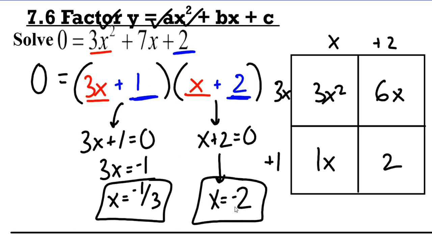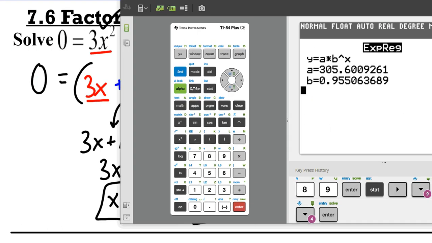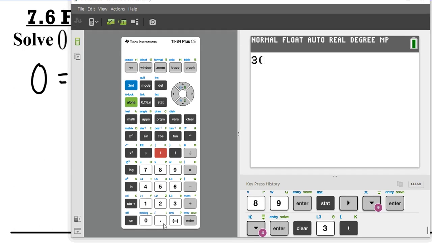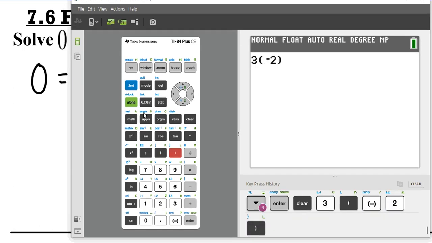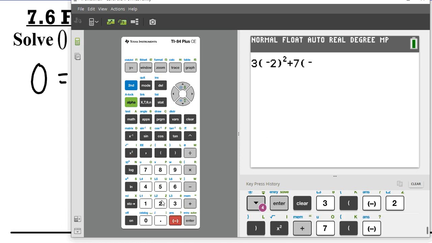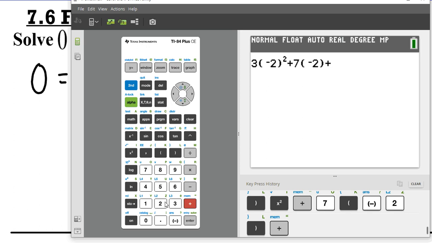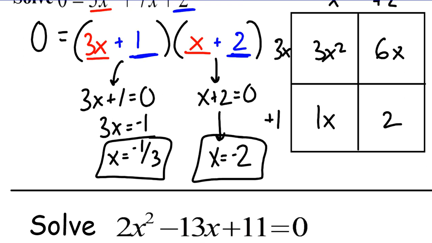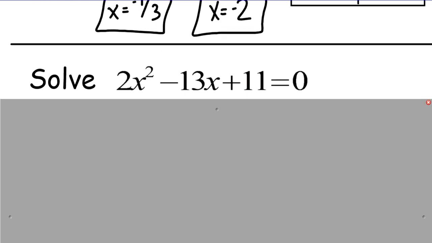If you put either one of those in for x, you would get that this statement would be equal to 0. Let's check using the calculator. So 3, and then parentheses, I think it was negative 2, wasn't it? Yep. 3 times negative 2 squared plus 7 times negative 2 plus 2 equals 0. There we go. If you try with negative 1/3, it will work as well. There's the first one. I'd like you to try the second one on your own.